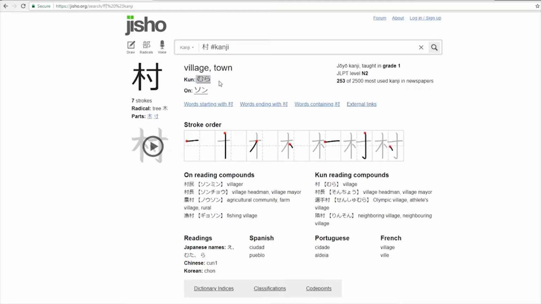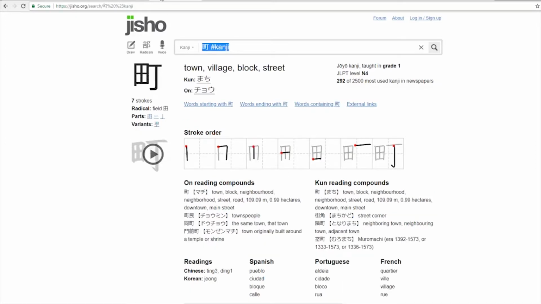The sounds for it are going to be mura, my bad. I always mix sa and ra. I gotta get on that. And its onyomi is going to be son. Some other words that use it are down here, and that's that one.